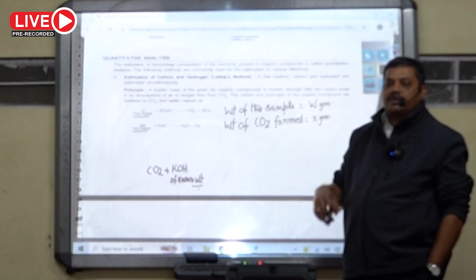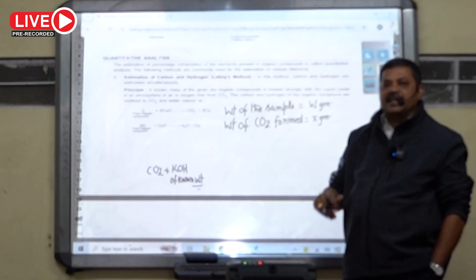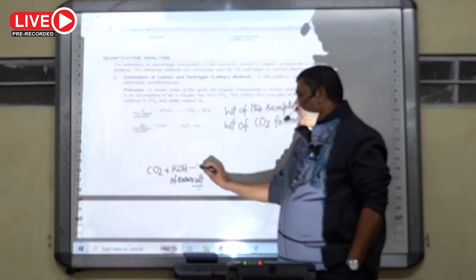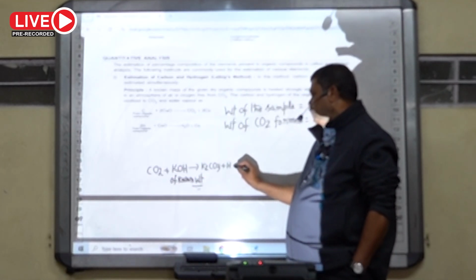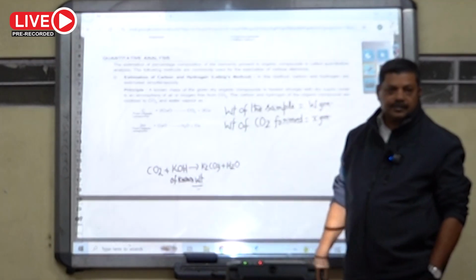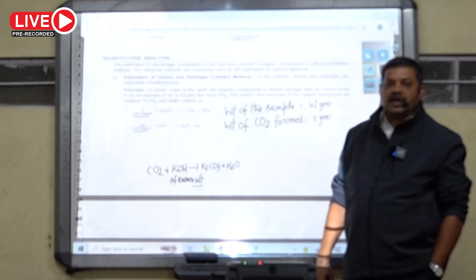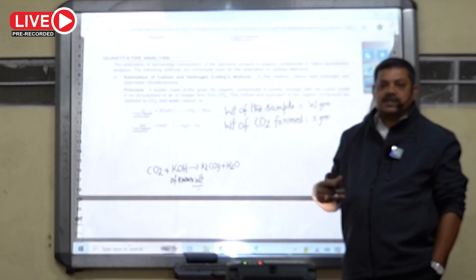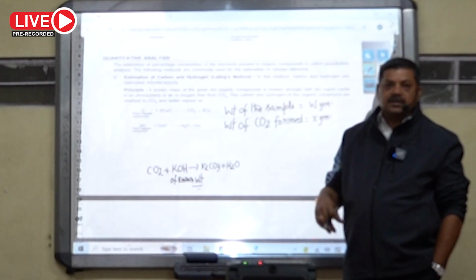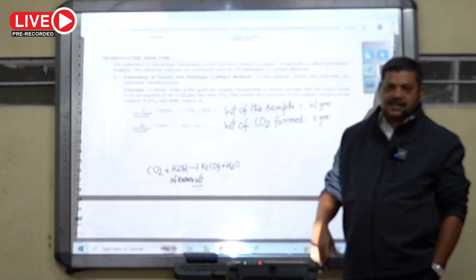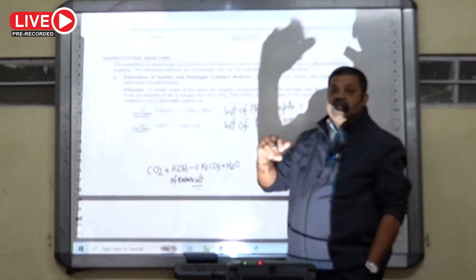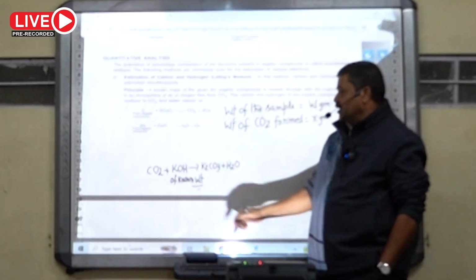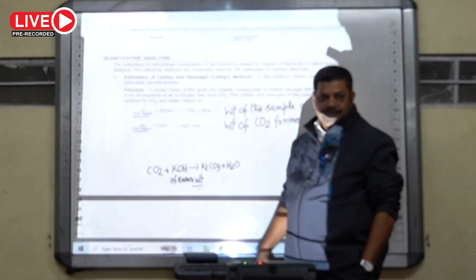So when CO2 is absorbed by KOH, its weight will increase. It forms K2CO3 plus H2O. So what happens when KOH absorbs CO2? The solution weight will increase. Already its weight is known for us. So whatever the extra increase in weight, that is equal to the CO2 weight formed.